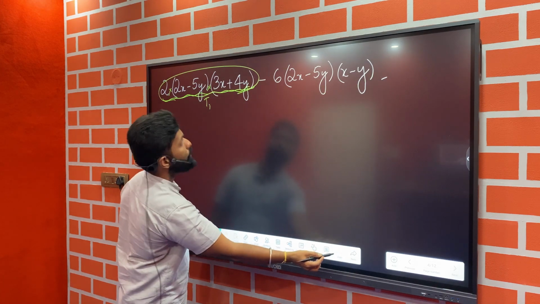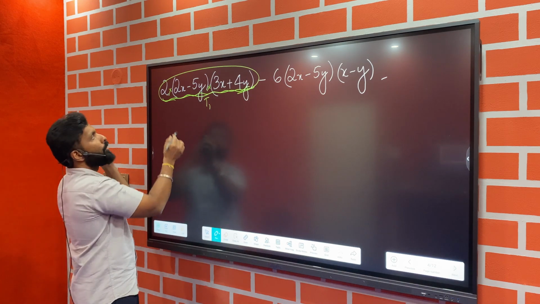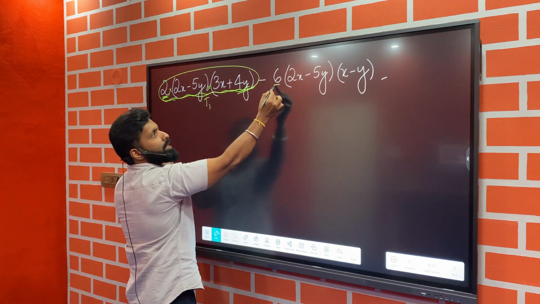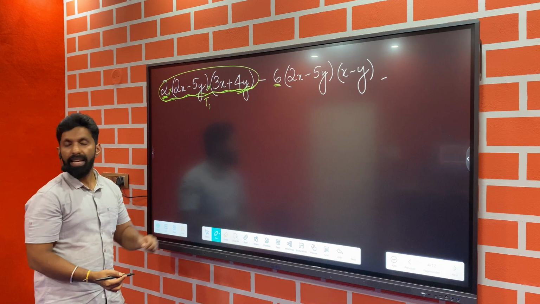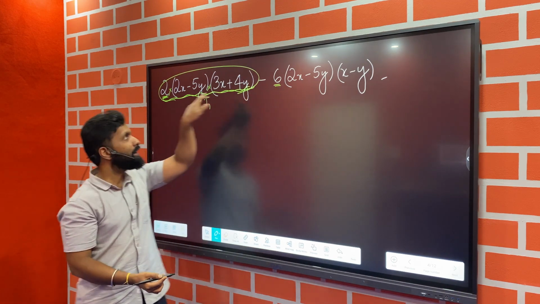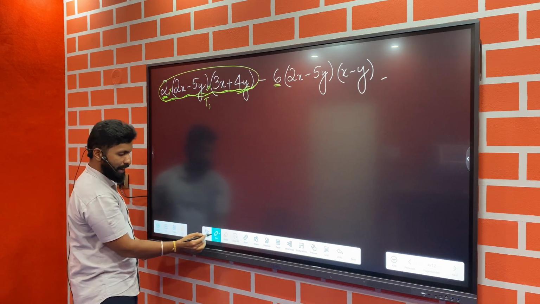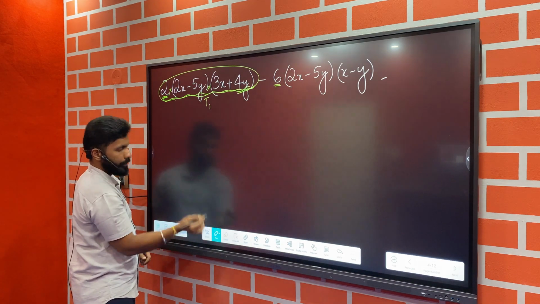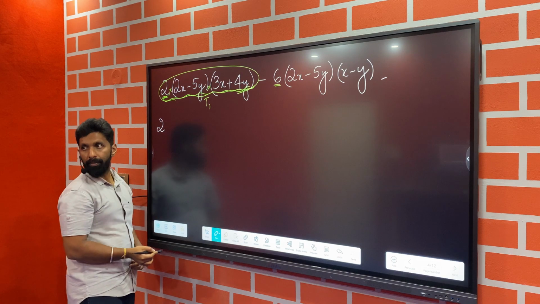I hope you understand now. Okay, please concentrate here. Now, from 2 and 6, what looks common? Yes, 6 can be written as 2 into 3, right? So you have a 2 common here and 2 common here. So I remove that 2 common. I remove that 2 common. Yes.